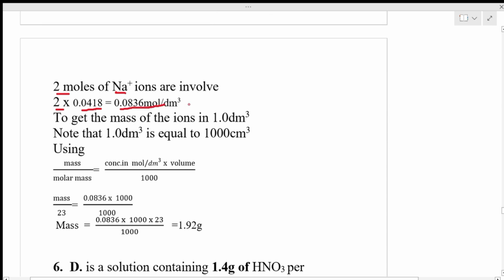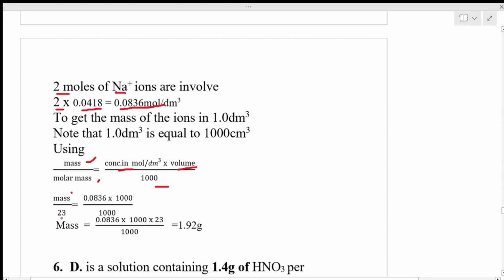0.0836 mole per dm³. So to get the mass of ion in 1 dm³, you remember 1 dm³ is equivalent to 1000 cm³. So let's use this simple formula. Number of moles is equal to conc in mole per dm³ times volume over what? Over 1000, which is also number of moles is equal to mass over molar mass. So we can replace number of moles with mass over molar mass. Conc in mole per dm³ times volume divided by 1000. My mass, that's what I'm expected to calculate.